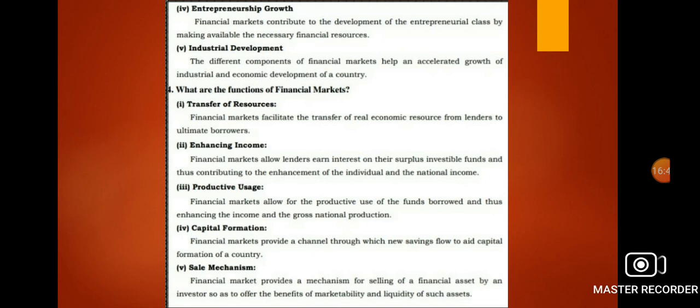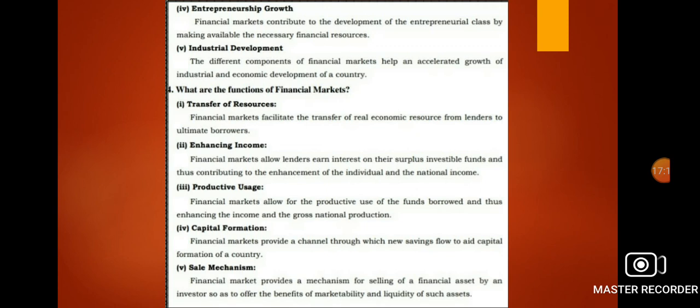First one, transfer of resources. Financial markets facilitate the transfer of real economic resources from lenders to ultimate borrowers. Then second one, enhancing income. Financial markets allow lenders to earn interest or dividend on their surplus investable funds and thus contribute to the enhancement of the individual and the national income.